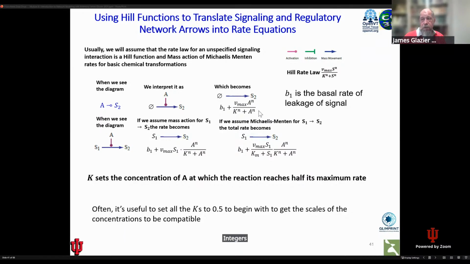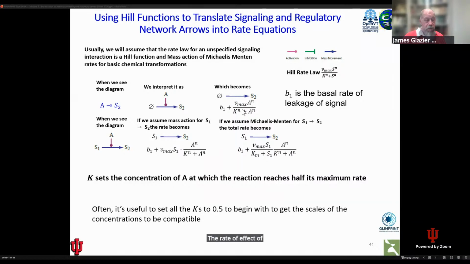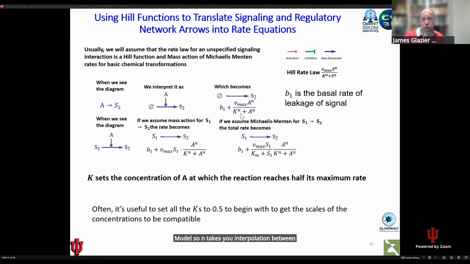The integers n here in the Hill function represent the steepness of the sigmoid. That's a topic I'd love to have a slide or two on, but I don't think we're going to have time to talk about it now. Small n, at n equals 1, would represent Michaelis-Menten, in which case the effect of A is biggest when A is small, and then decreases as A gets bigger. N much bigger than 1 represents a switch-like behavior where for small A less than k^n, the circuit is turned off, and A bigger than k^n, the circuit is turned on. So that's a Boolean model. So n takes you through interpolation between a linear model for small values of A when n is 1, and a totally switch-like Boolean model when n is very large.